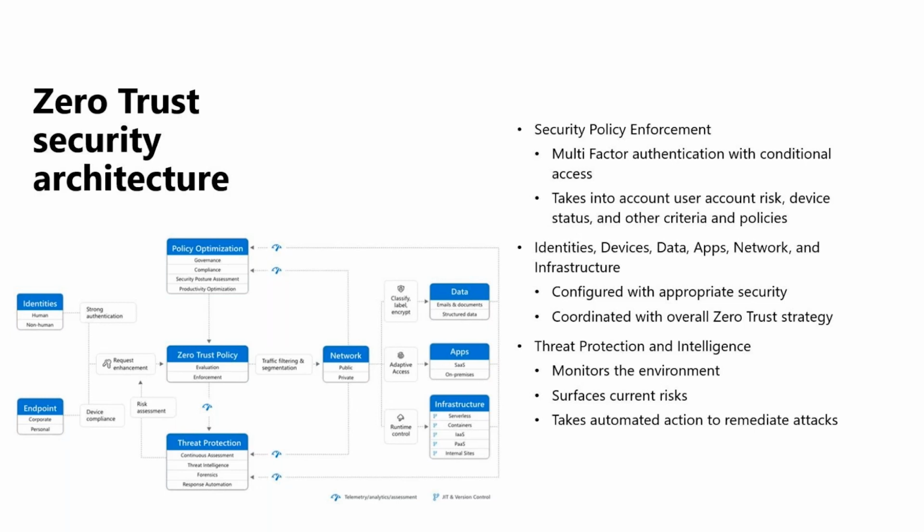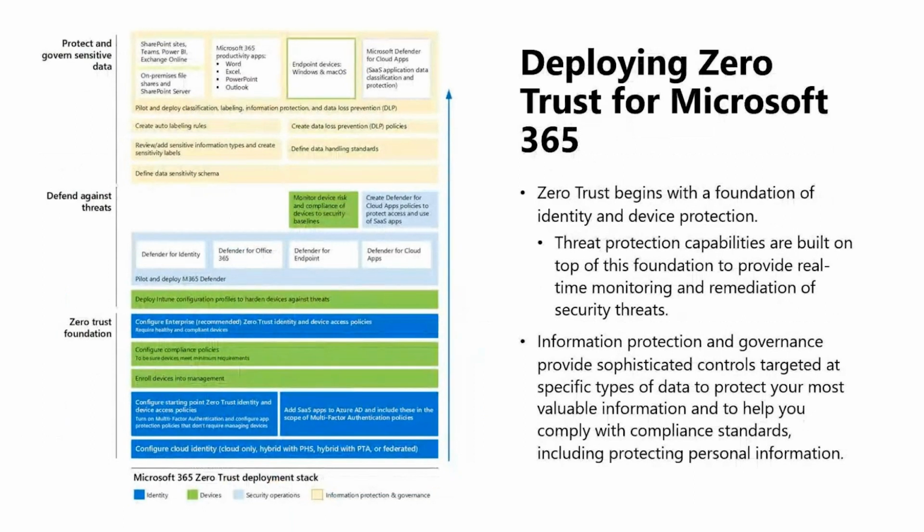Anyway, deploying Zero Trust for Microsoft 365 also involves a couple of steps. Zero Trust begins with a foundation of identity and device protection, of course. So we have this Zero Trust architecture where security policy enforcement is at the center. Then we have identities, devices, and other infrastructure components that are also configured with appropriate security. And then we have the Zero Trust deployment stack for Microsoft 365.